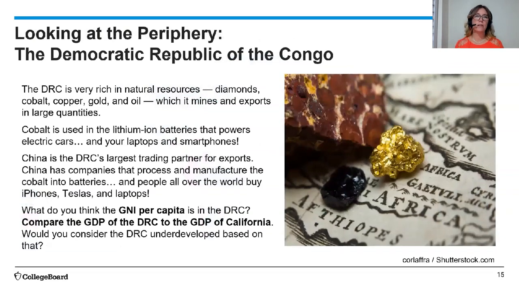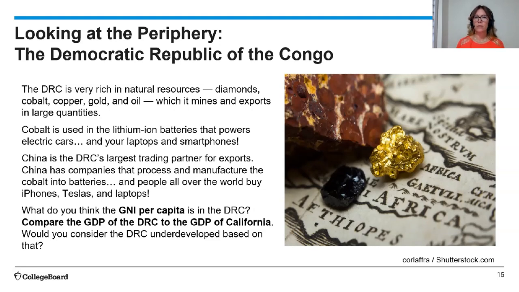If you want to take a brief case study and look at the periphery, the Democratic Republic of the Congo, it's very rich in natural resources: diamonds, cobalt, copper, gold, even oil. It mines and exports these things in pretty large quantities. Cobalt, which you might never have even heard of, is used in our lithium ion batteries that power electric cars. Oh, and your laptops and your smartphones.